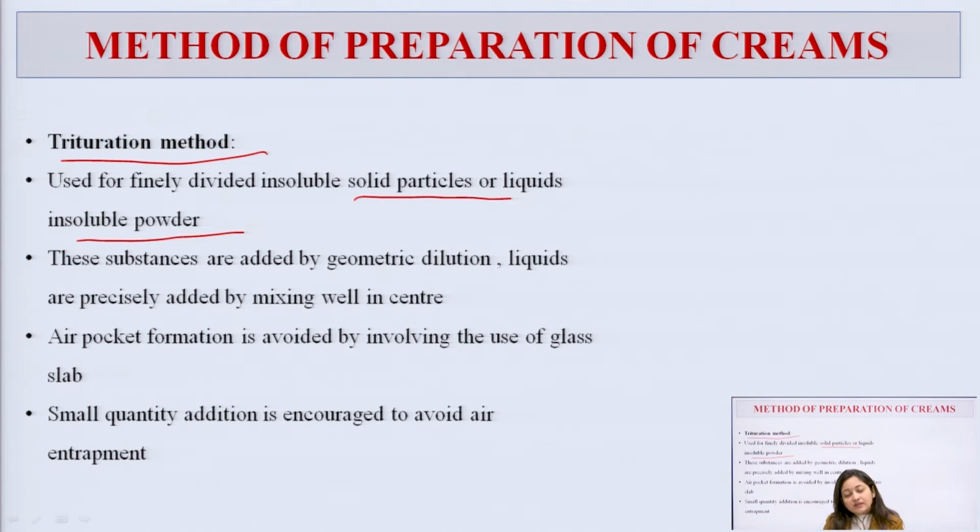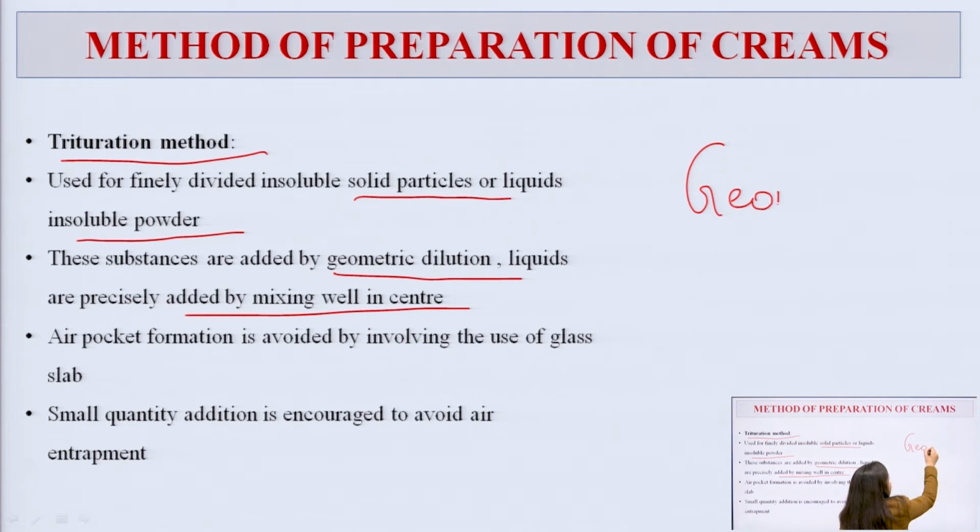Trituration method is used whenever we have the medicament in the insoluble state, or sometimes in the insoluble powder form as well. If the medicament is a finely divided insoluble powder, then the method of choice for the preparation of cream is nothing but the trituration method. While doing trituration, we can choose the geometric dilution method, because it is very easy and at the same time a very accurate method to mix the substances clearly. Here I would like to explain the meaning of geometric dilution.